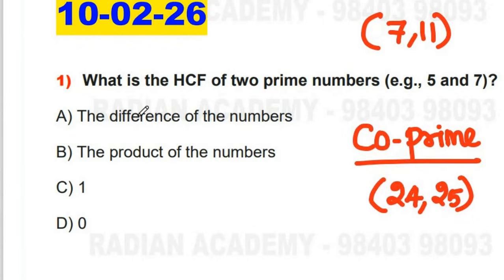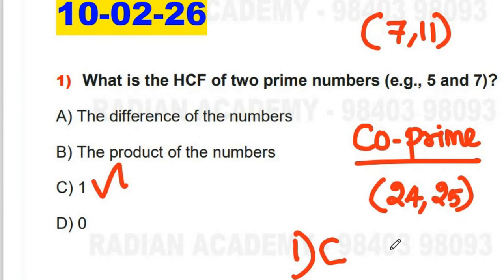So therefore, the answer for the first question. Everyone type like this: 1 A or B or C. Here the answer is C. The HCF of any two prime numbers is always 1. Everyone typed correctly, everyone typed C. So question number 1, answer is C.